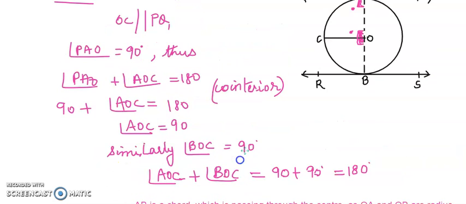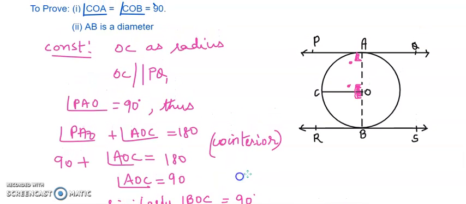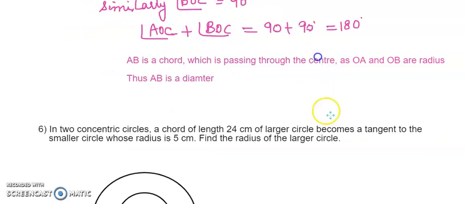So what are we trying to prove? That if two tangents are parallel to the circle, then the line joining the points of contact is a diameter. Or at the endpoints of the diameter, that is the extremities of the diameter, if two tangents are drawn, then they are parallel to each other, right?